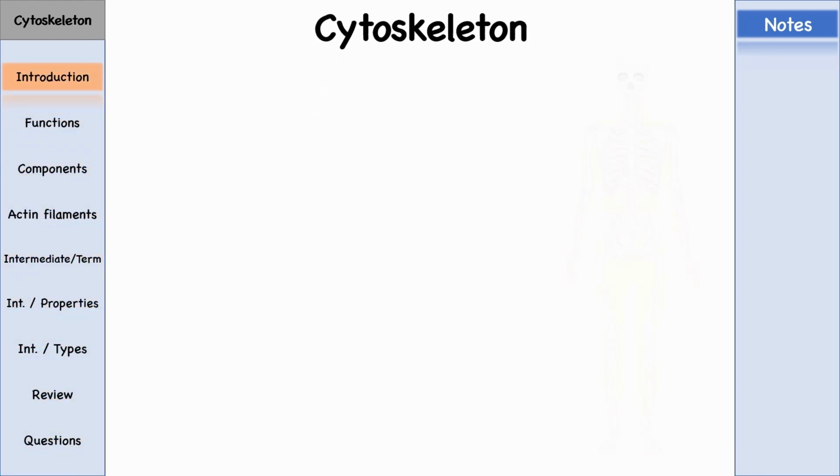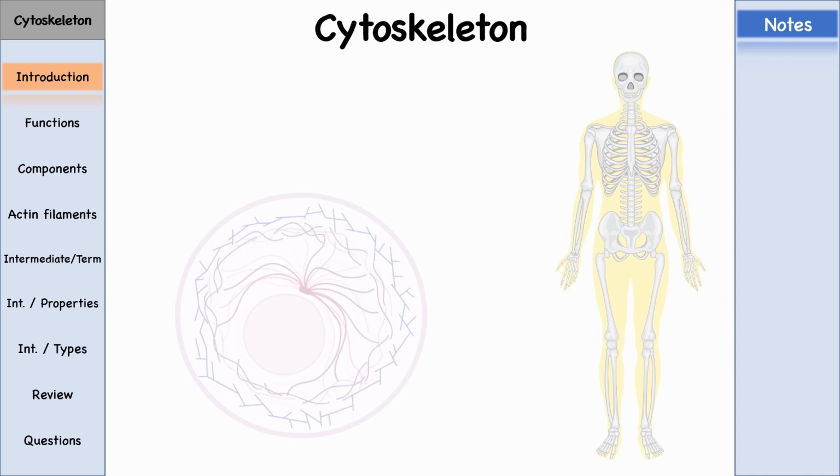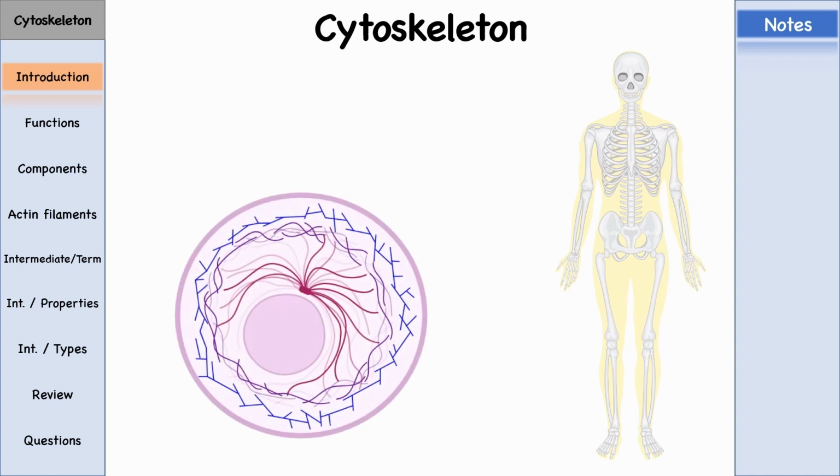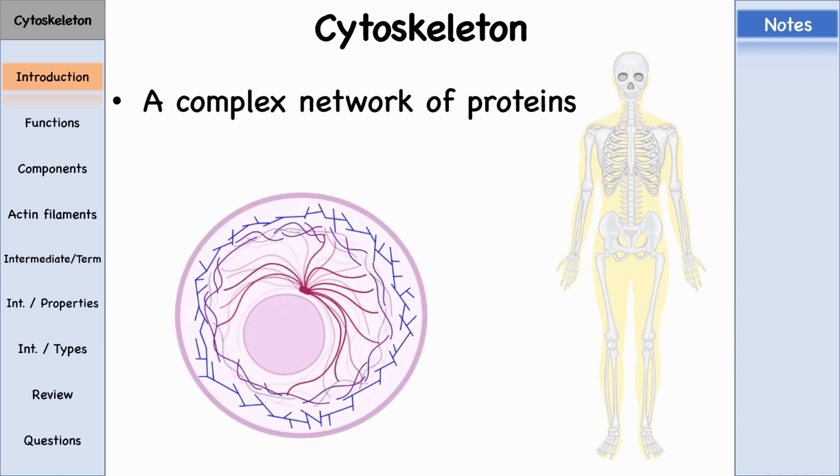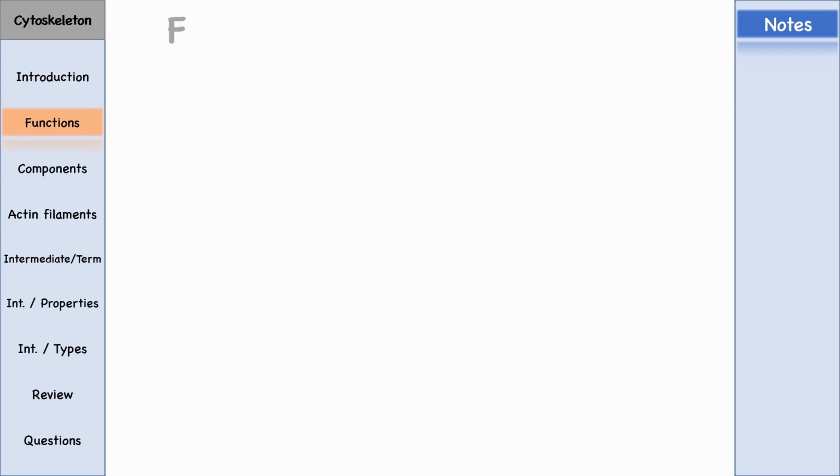The cytoskeleton. Just as every organism has a skeleton that gives it shape, the cell also has a cytoskeleton. It is a complex network of proteins in the form of long filaments and tubules that extend throughout the cell. The cytoskeleton has several functions.